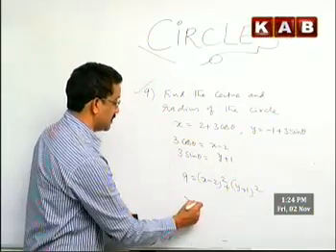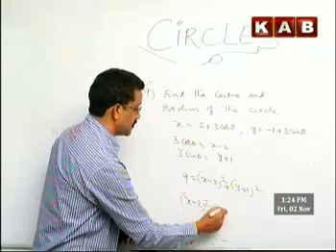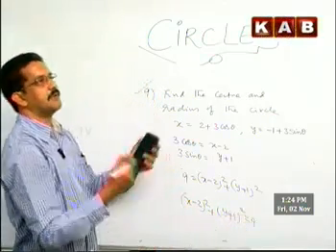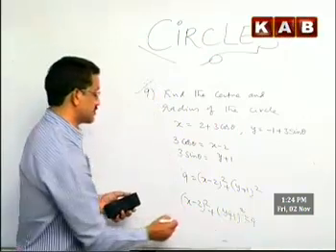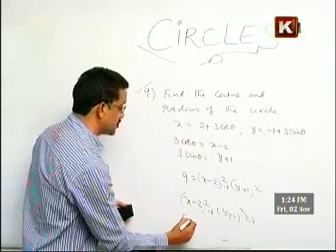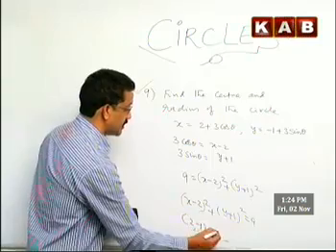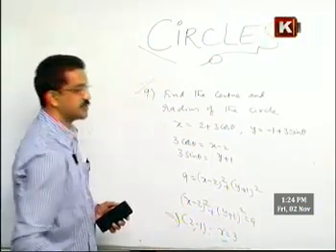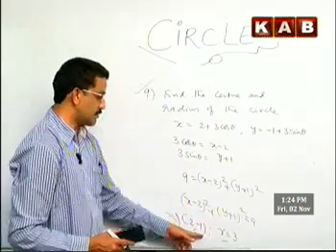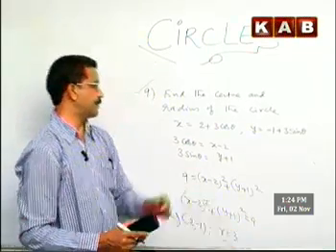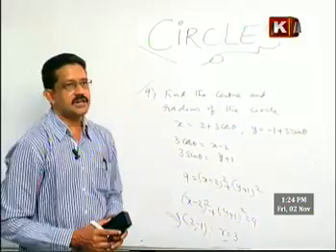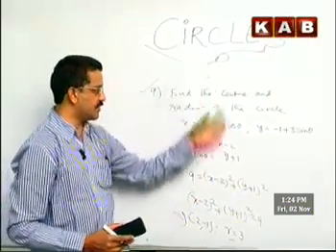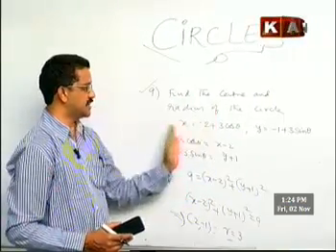Now once again, x minus 2 whole square plus y plus 1 whole square is 9. What is the center? If you compare with x minus a whole square plus y minus b whole square equals r square, the center is 2 comma minus 1, radius is 3. This is the answer of the question. Center is 2 comma minus 1, radius is 3. These very short answer questions are considered to cover everything. So that was the 9th question.